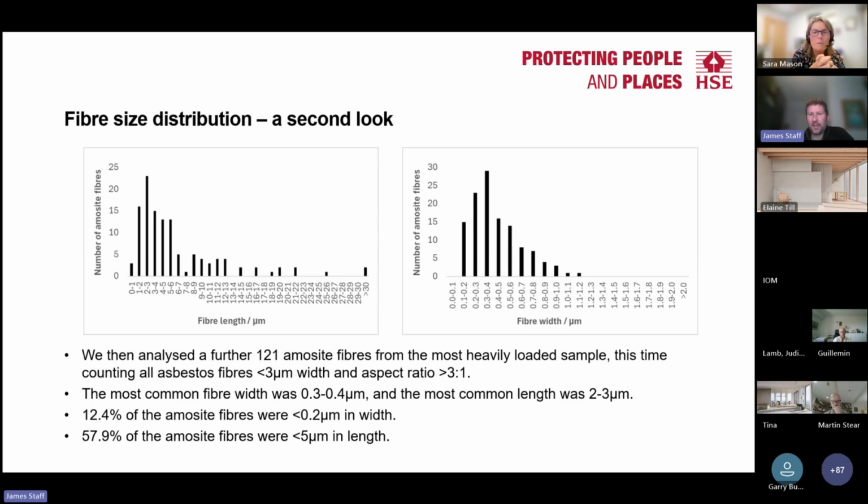The peak in the frequency was between 0.3 and 0.4 microns. Only 12.4% of the amosite fibres seen were thinner than 0.2 microns. So we'd expect to be able to see the vast majority of these fibres on a PCM microscope. Looking at the length, the most common fibre length was between 2 and 3 microns. So 58% of the amosite fibres we saw were below 5 microns in length, and so those wouldn't be included in a PCM count.